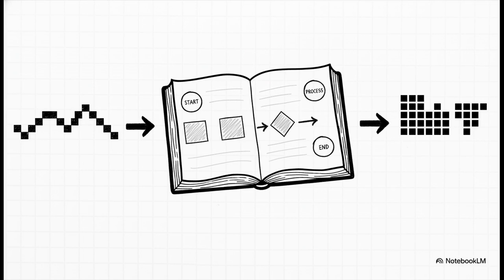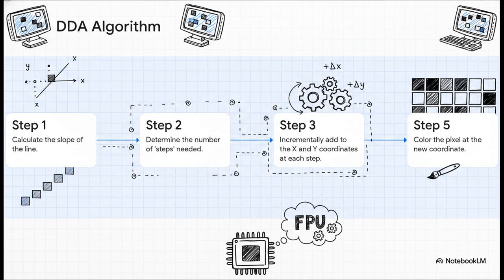Well, the solution came in the form of algorithms. And don't let that word scare you. They're just those recipes we were talking about. They're just smart, structured sets of rules that help the computer choose the best possible pixels to create the illusion of a smooth line. One of the first recipes was something called the DDA algorithm.